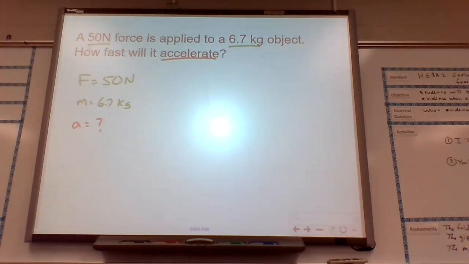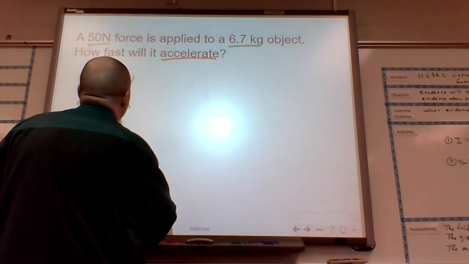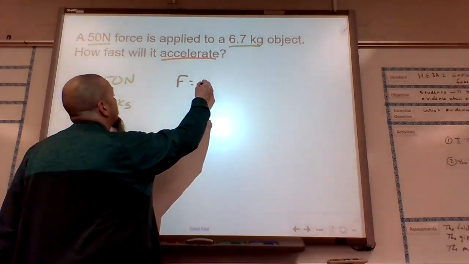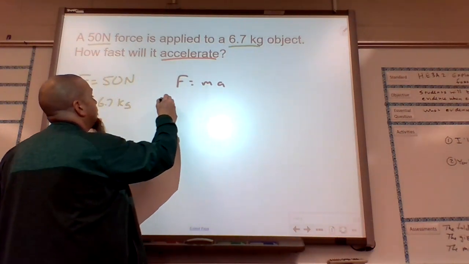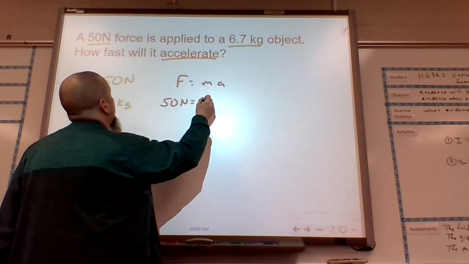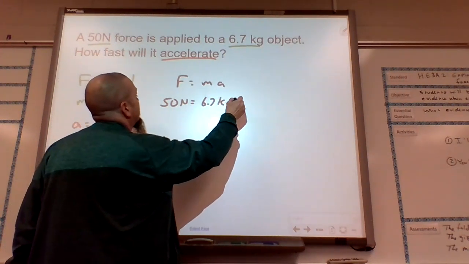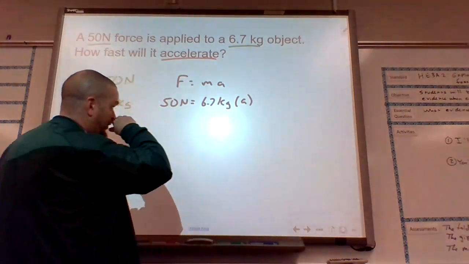Now, just like before, there could be hidden numbers in problems like these. For example, if the object is falling, then the acceleration is 9.81 meters per second squared. So we still have some of those hidden things in this. You could be calculating the acceleration of the object before you do the force equation. Again, there's all kind of ways to complicate this up. The equation is F equals ma. We're going to substitute 50 newtons equals 6.7 kilograms times A.